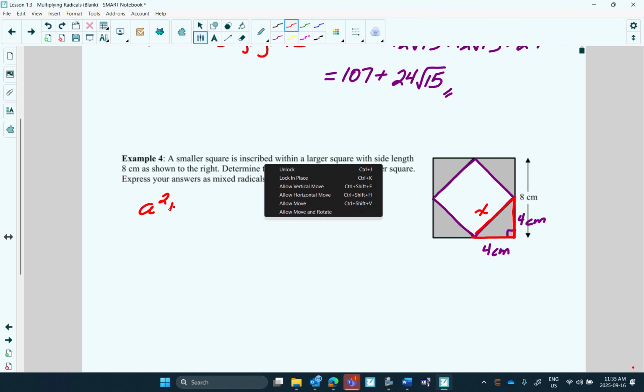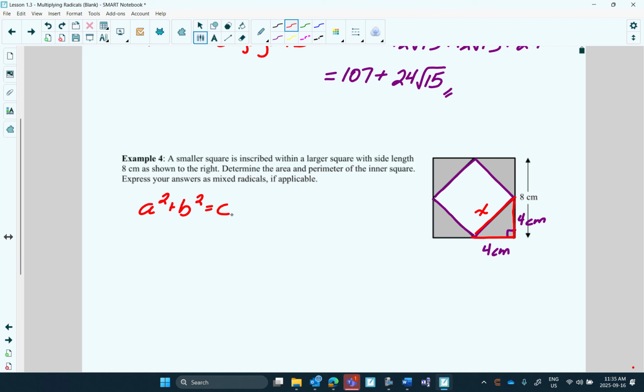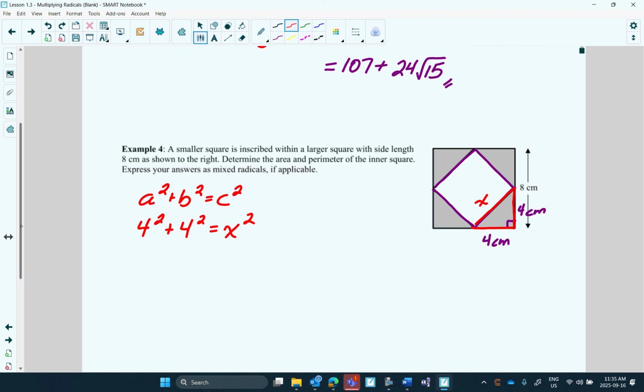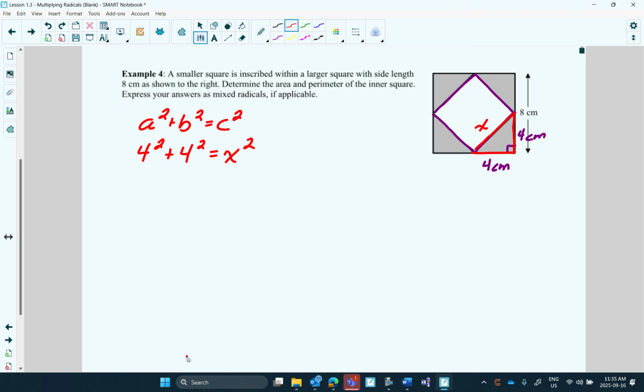So a squared plus b squared equals c squared is the formula we use. Well, one side is 4, the other side is 4. I call the hypotenuse x. What's 4 squared and 4 squared? 16. And 16, which is 32, thank you. So therefore, x is equal to the square root of 32.